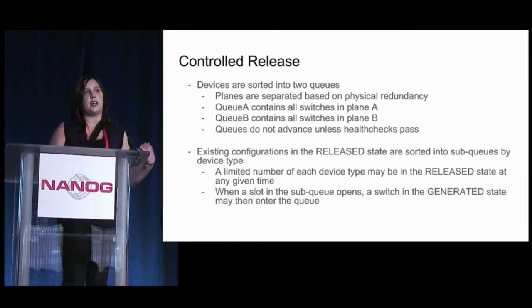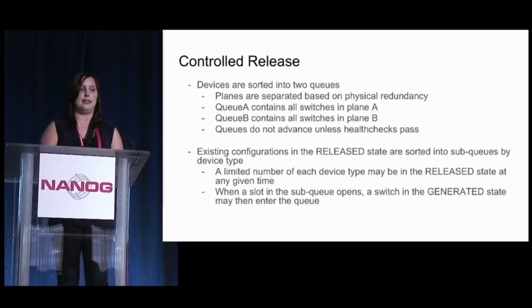So we get our generated devices into our queues ready to be released, but we also need to track our devices that are currently in the release state. So what we do is we sort those released configs into subqueues by device type, and we limit the number of new configurations that can be out at a given time in that release state. So when a slot in the subqueue opens, a switch in the generated state will then advance to the release state, but not before that happens.